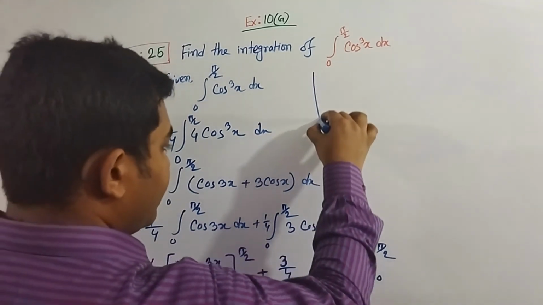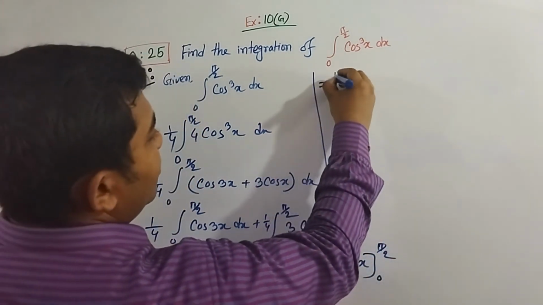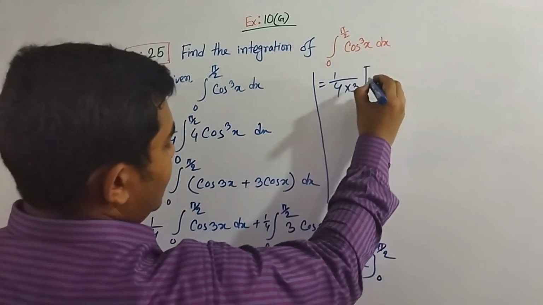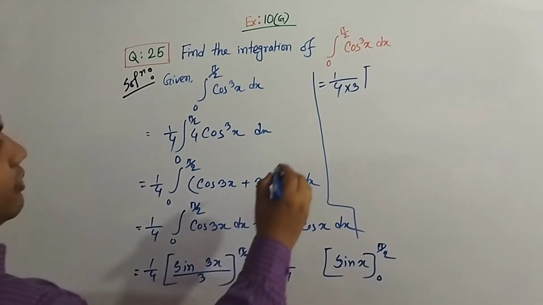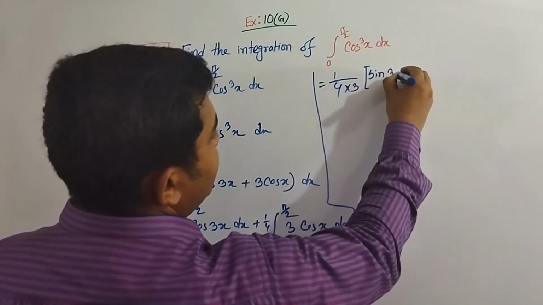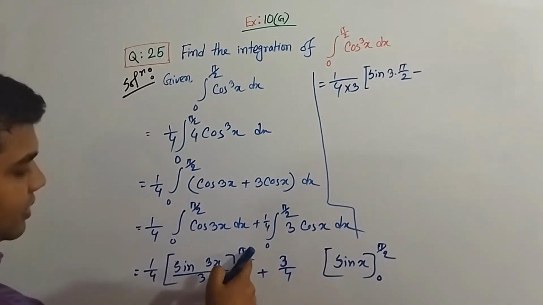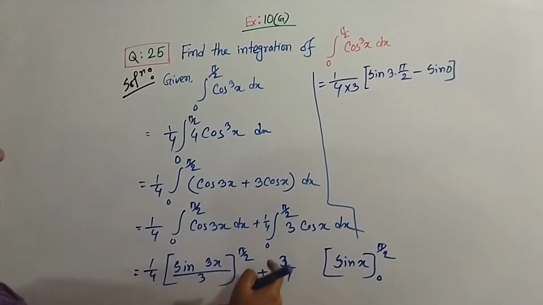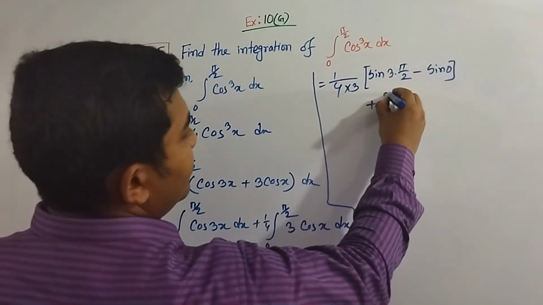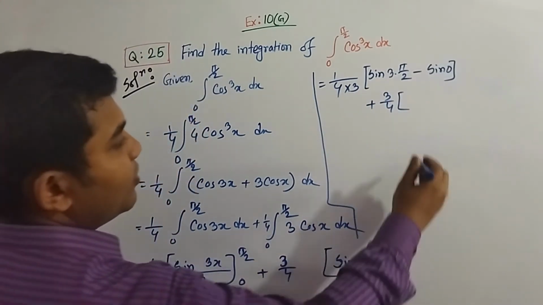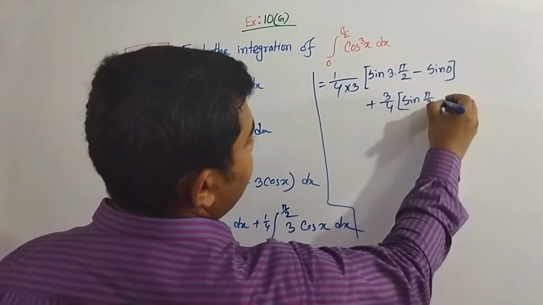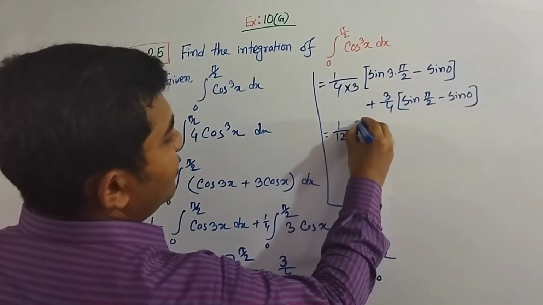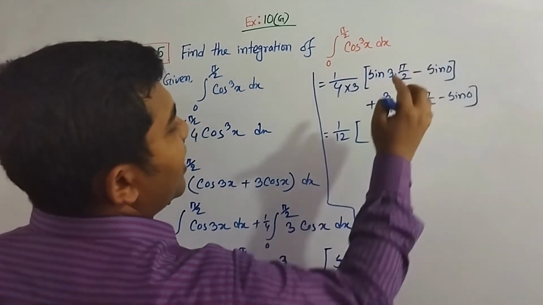Okay, so now just putting the limiting value in here. Here we found 1 by 4, here 3 is here also, so 4 into 3. Then if we put the value of pi by 2 in here, then we will get sine 3 into pi by 2 minus sine 0. Then plus 3 by 4 sine pi by 2 minus sine 0. So here we will get 1 by 12. Here sine 3 pi by 2.